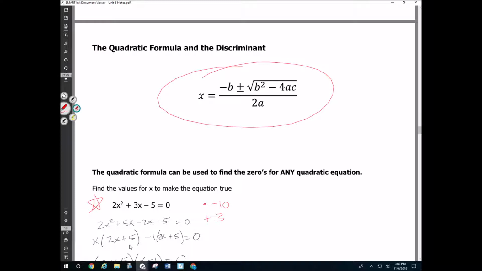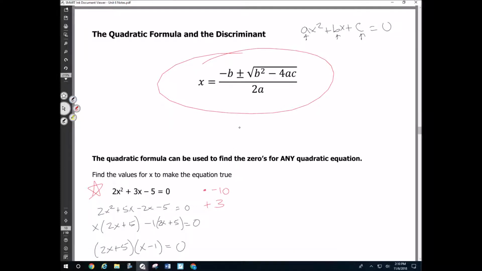Well, they just like to think about math problems, okay? Now, watch this. A, B, and C. These are the coefficients from ax squared plus bx plus c equals 0. Okay? So A, right there. B, right there. C, right there.